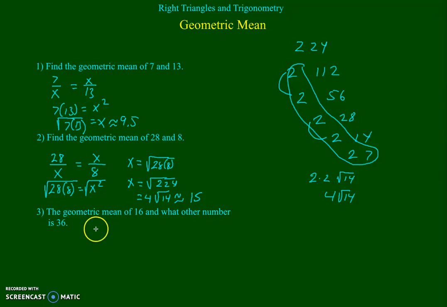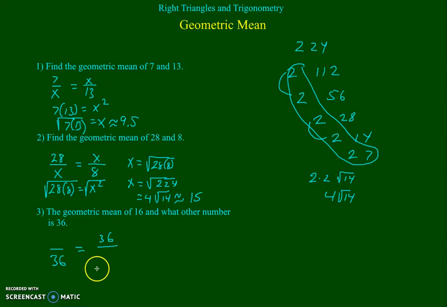All right, the next problem. Now this one's a little bit different. It says the geometric mean of 16 and what other number is 36. So here they're giving us the geometric mean. We set up the same way. But in this case, we know what the geometric mean is, so we're not going to be using a variable like we did here. The geometric mean is 36.